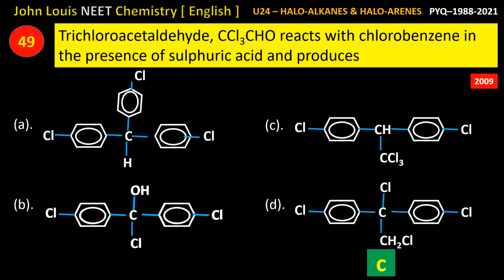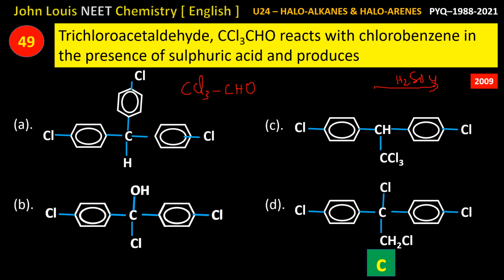Trichloroacetaldehyde reacts with chlorobenzene in the presence of concentrated sulfuric acid and produces what? Trichloroacetaldehyde, CCl3CHO, this is trichloroacetaldehyde or chloral, reacts with chlorobenzene in the presence of sulfuric acid, H2SO4. Sulfuric acid has great affinity for water, therefore it will absorb water from these 2 reactants. So what is the other one?